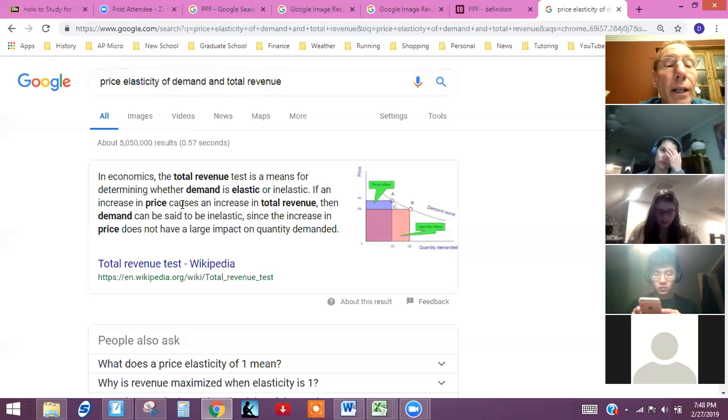Okay, so it says if an increase in price causes an increase in total revenue, then demand can be said to be inelastic, since the increase in price does not have a large impact on the quantity demanded. So that's just the opposite. Okay, so let's just go back here.